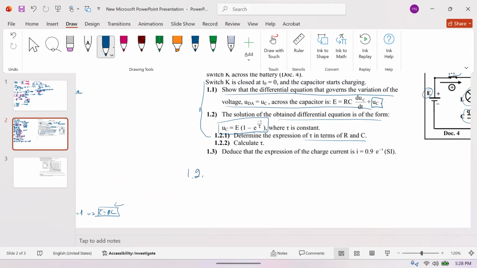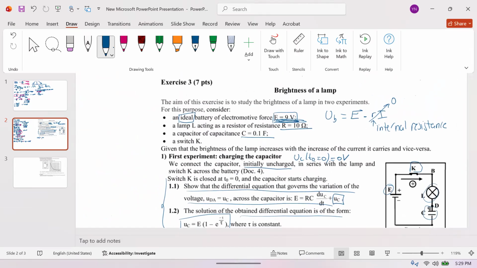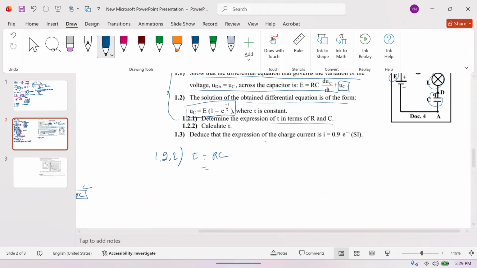1.2.1. Now 1.2.2, calculate tau. Tau simply it's RC now. And the R in the given, in the third line, it's 10. And C, it's 0.1. So 10 times 0.1, it's simply 1 second. We calculated tau. Now 1.3, deduce that the expression of the charge current is i equals 0.9 e^(-t) in SI.